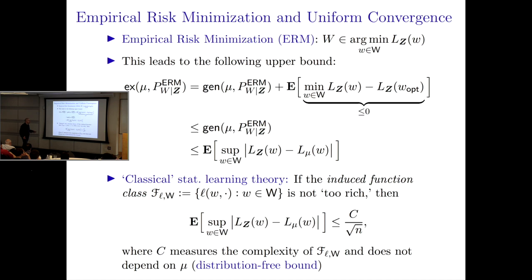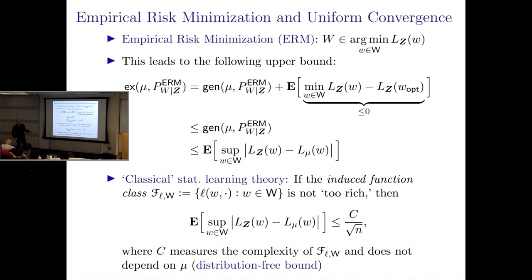And in many cases, you can end up with a bound that looks like this. So this expected supremum. Now notice that this is completely algorithm independent, right? Because now we're looking at the supremum over W, but you can upper bound it by some constant C divided by the square root of the number of samples. And this constant C is some sort of measure of complexity of this induced function class. In other words, how discriminating this class of hypotheses is.